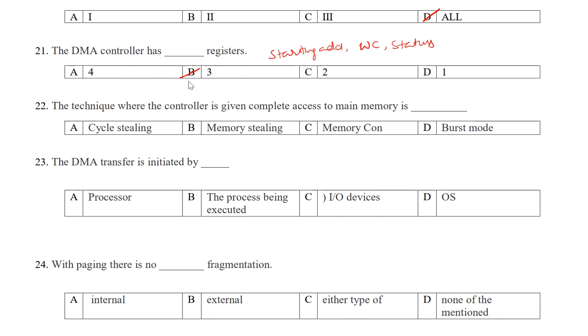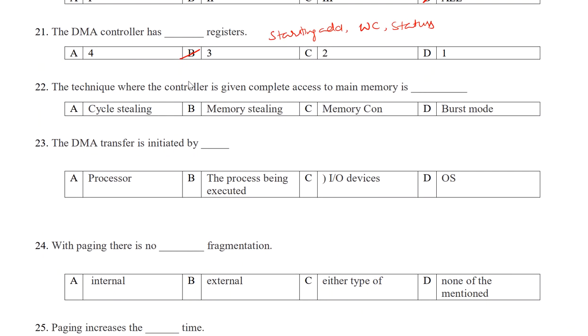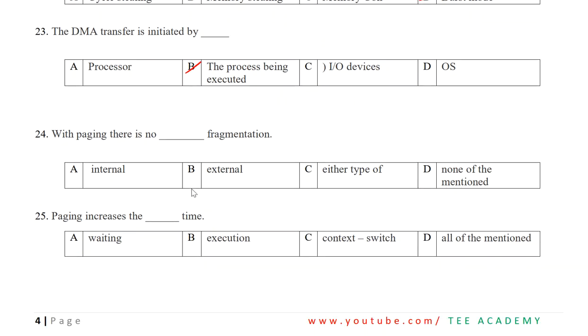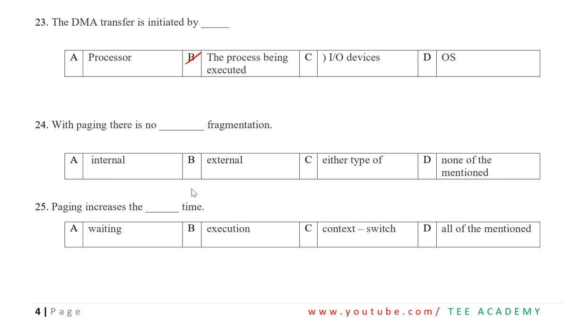Next one, 22nd question. The technique where the controller is given complete access to memory is the burst mode. Next one, 23rd question. DMA transfer is initiated by instructions of a program being executed, so the process being executed here. Okay. So B is the right option. Next one. With paging, there is no external fragmentation. Next one. Paging increases the dash time. So it's going to increase the execution time here.